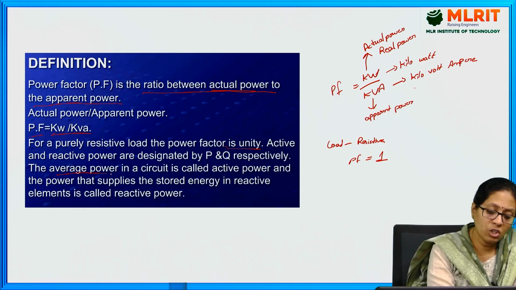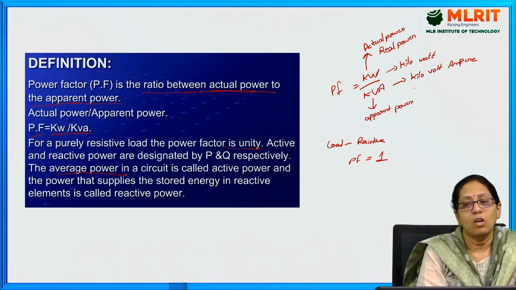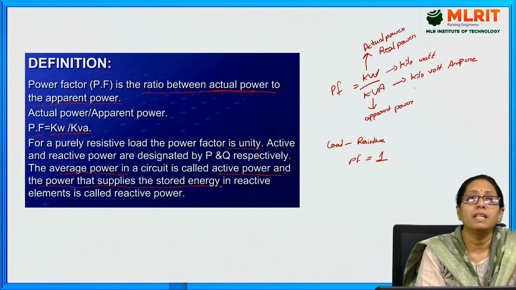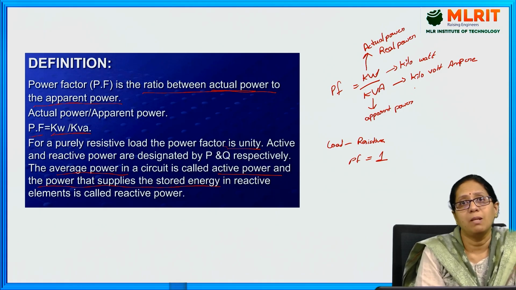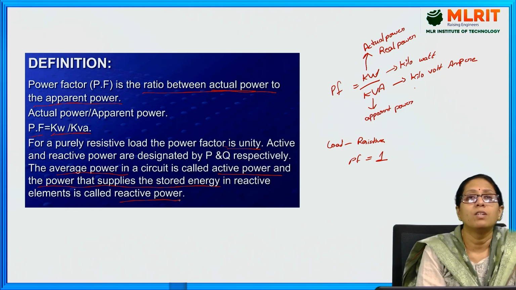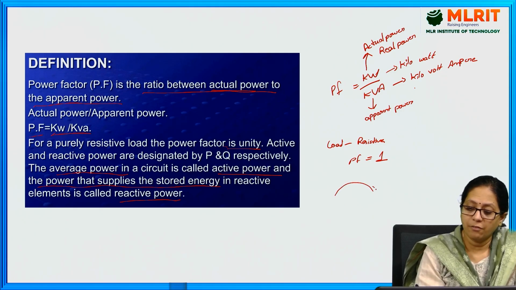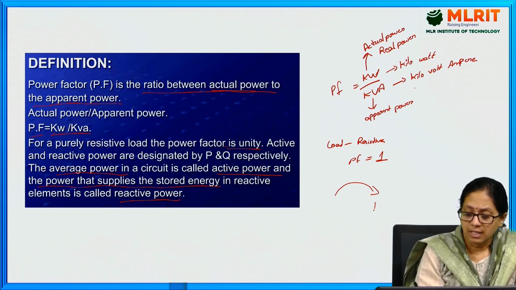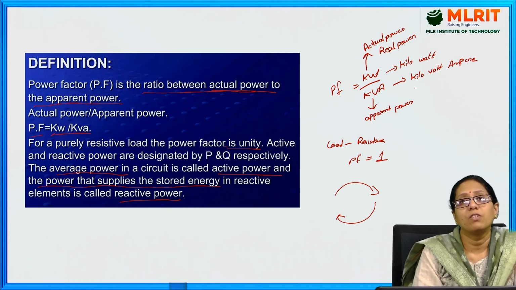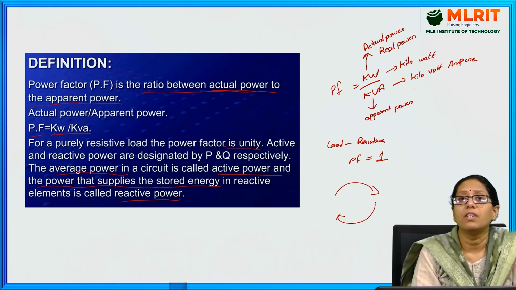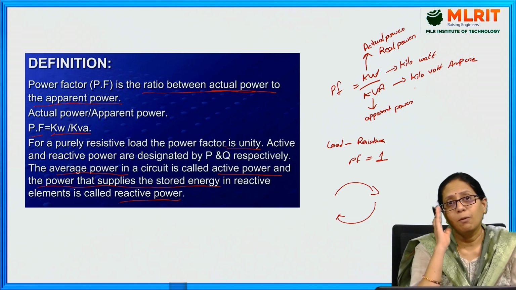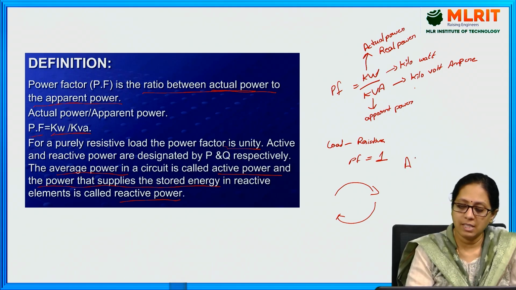The average power in a circuit is called the active power, and the power that supplies the stored energy in reactive elements is called the reactive power. That means the power sent from the source to the load is the active power, and the amount of power which is sent back again is the reactive power. So we will have active as well as reactive power in the case of AC.